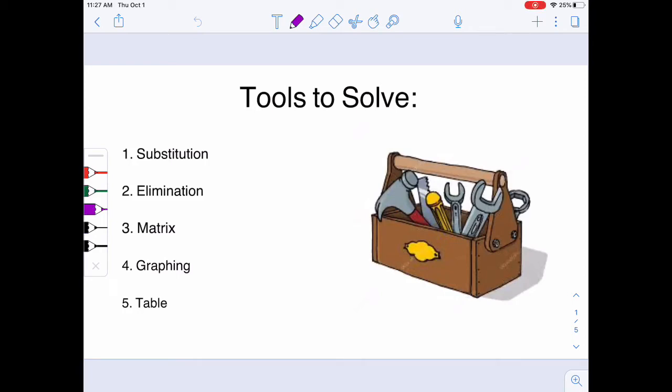Today we're going to learn two more tools that can be used to solve a system of equations. We're going to learn how to solve with a graph and how to solve with a table. These are just additional tools that we can add to our systems of equations toolbox.